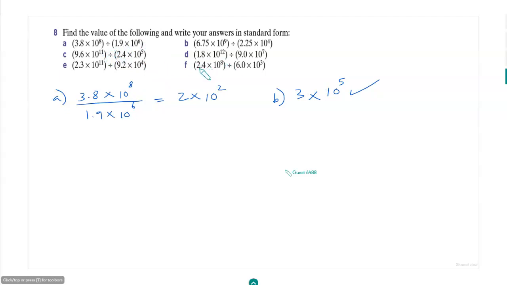Okay. Let's do D. 0.8, I mean 0.2 times 5. 10 to the power 5. Is that your answer? No. So 2 times 10 power of 4. Very good. 2 times 10 to the power 4.